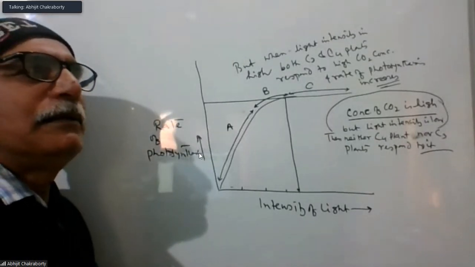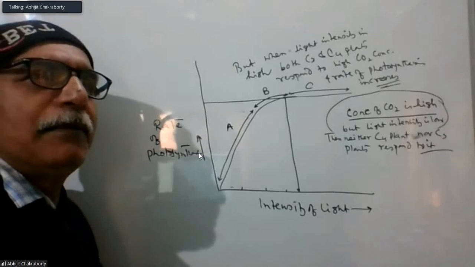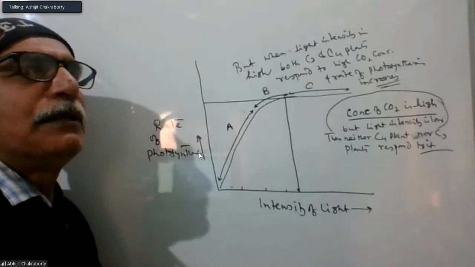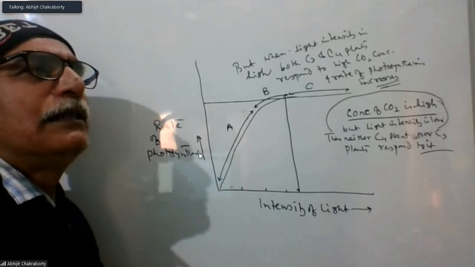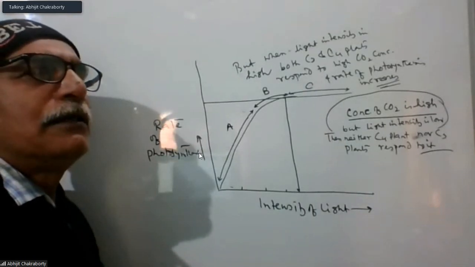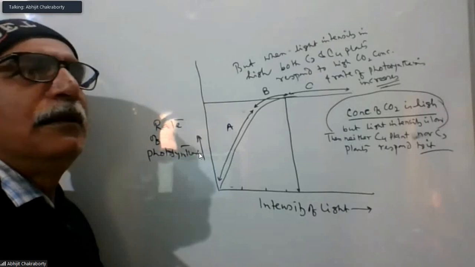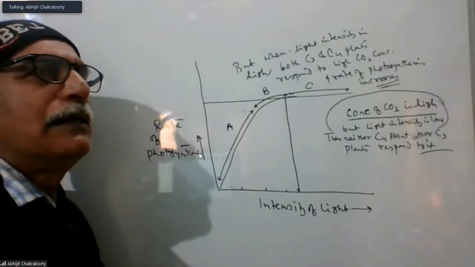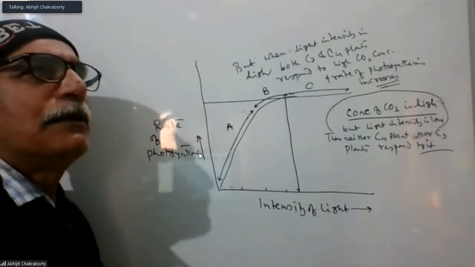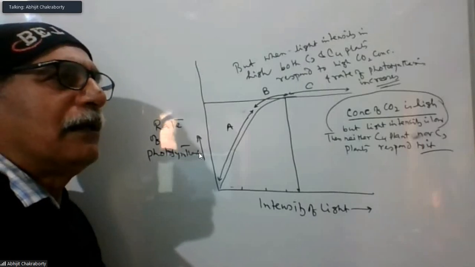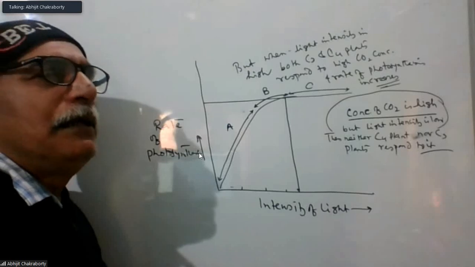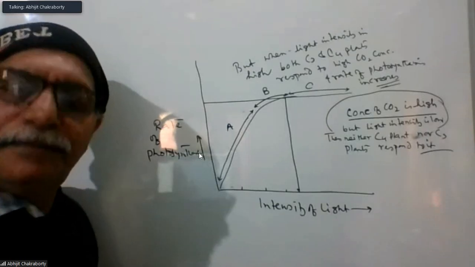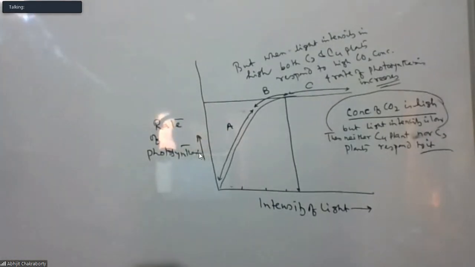And similarly, you need to remember Blackman's limiting factor. When a process is controlled by a number of factors, then the rate of the process is determined by the factor which is closest to its minimal value. That's why in shaded plants or in dense forest, light is found to be the limiting factor. In different environmental conditions, sometimes CO2 is the limiting factor. It depends. Clear? Yes, sir.